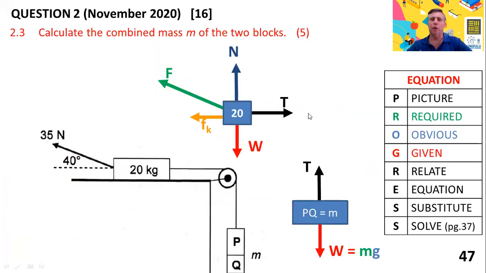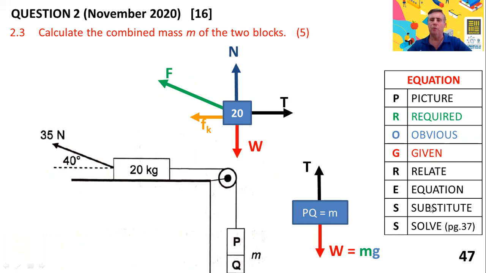Let's look at the equation. For 5 marks, calculate the combined mass m of the 2 blocks. So we have our free body diagram for the 20 kilogram mass piece, and I've drawn the simple free body diagram for the PQ mass piece here. It just has the tension force pulling it up and its weight pulling it down. Now, its weight is the unknown mass, that's what we need to calculate, times g.